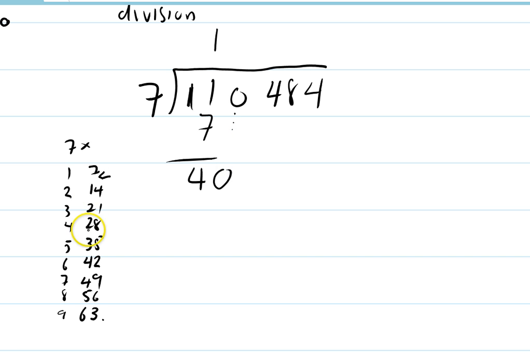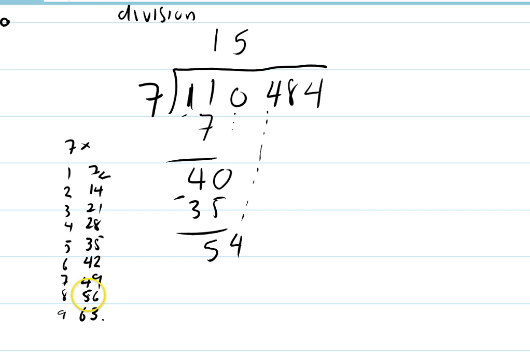7's into 40. Where are we looking here? 35, 42. There we go. So it's between these two guys here. So it's a 5. 7 5s are 35. Take away. We've got 5 left over. Bring down that 4. I always write that down there.